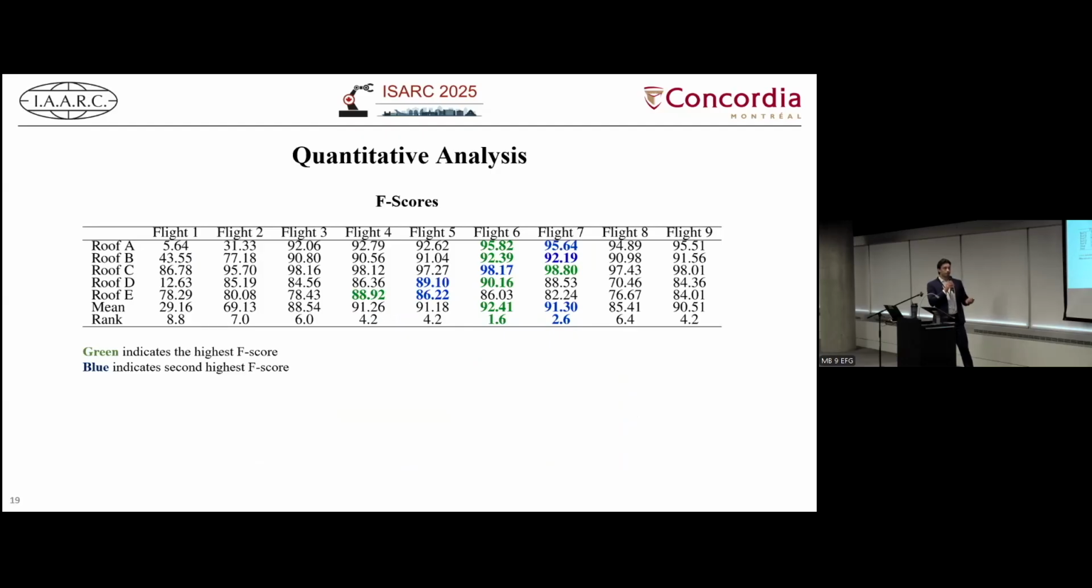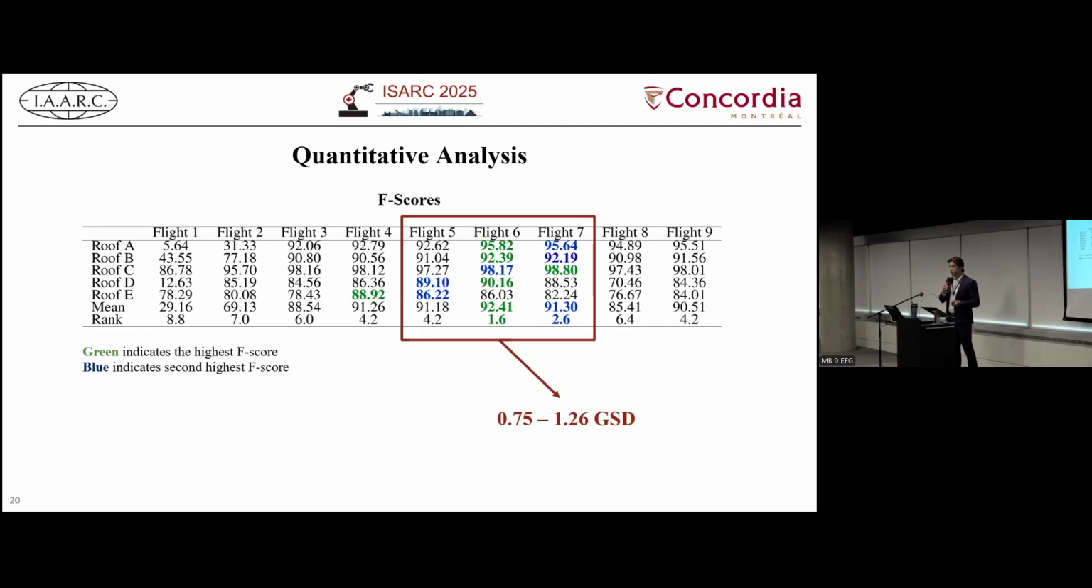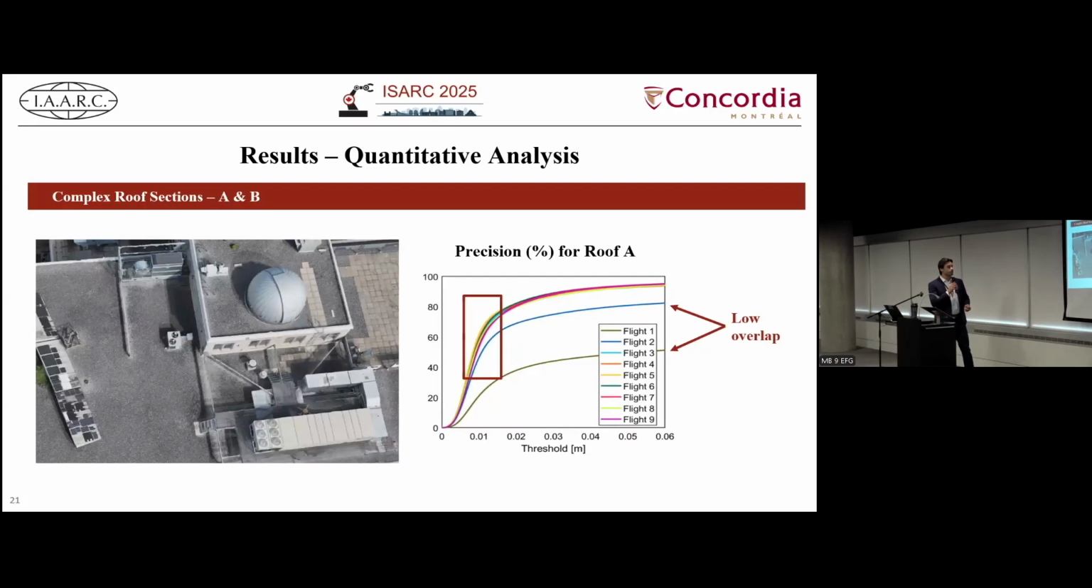So here were our final results, the F-scores for the different flights across the different roof sections. As you can see, the middle ground sampling distance, which is 0.75 to 1.26, provided the highest accuracy, with green being the highest F-score and blue being the second highest. And then flights 6 and 7 here were the higher overlaps in this area, and they produced most of the highest quality models.